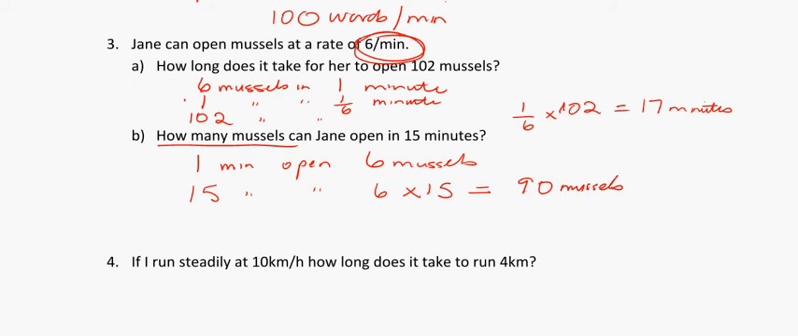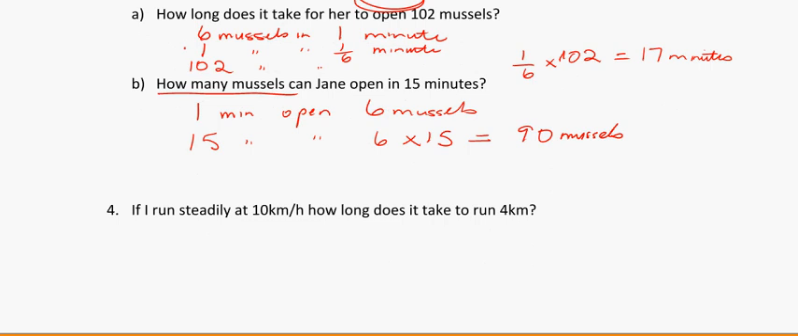And the last question. If I run steadily at 10 kilometers per hour, how long does it take to run 4 kilometers? Now I know it's going to be less than an hour, so I'm going to change that to 60 minutes. 10 kilometers in 60 minutes. That's 10 kilometers per hour. Now I want to know how long it takes to run 4 kilometers. So I'm going to find out how long it takes to do 1 kilometer. So it must be 60 divided by 10. 1 kilometer takes 6 minutes.